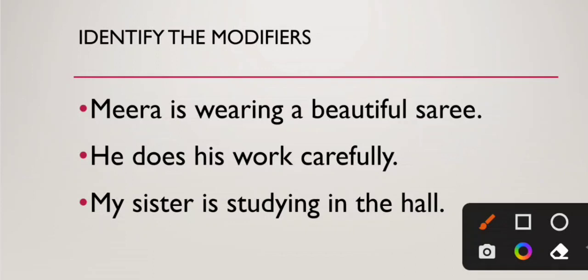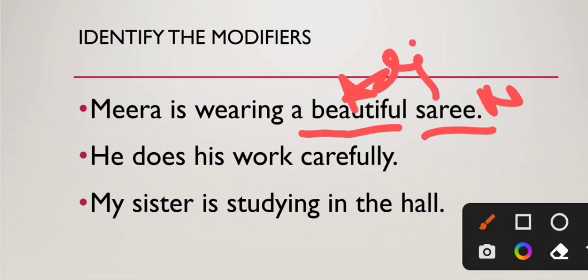Meera is wearing a beautiful sari. If I say Meera is wearing a sari, it's a simple sentence. But if I add, Meera is wearing a beautiful sari, now the sentence becomes more descriptive. So which word is describing sari? Beautiful. Sari is a noun, and beautiful is a modifier or adjective, because an adjective describes a noun. So the first modifier is the adjective.